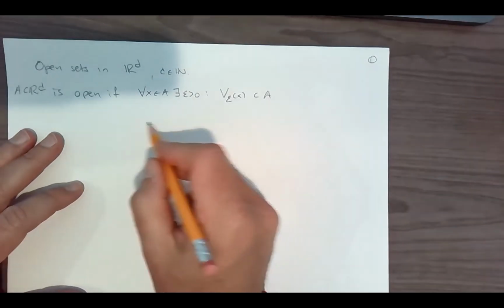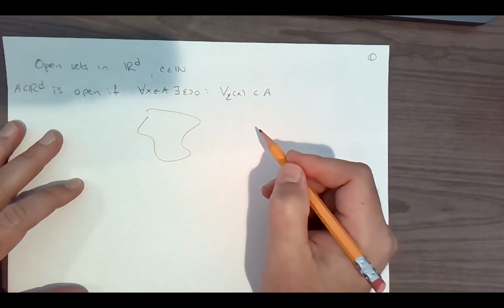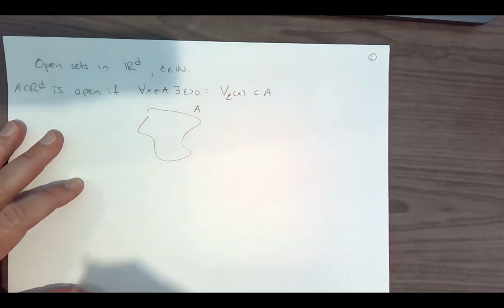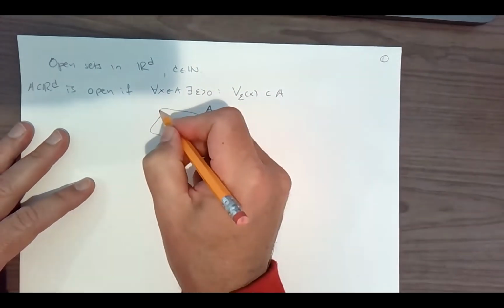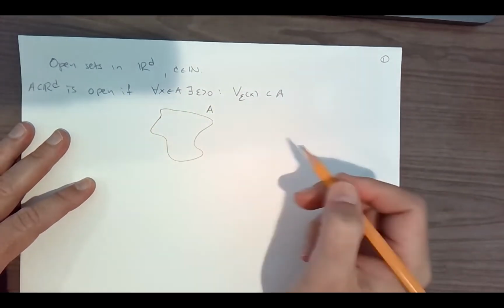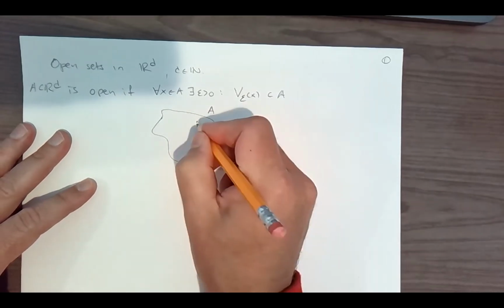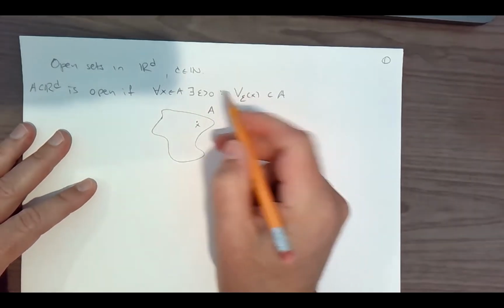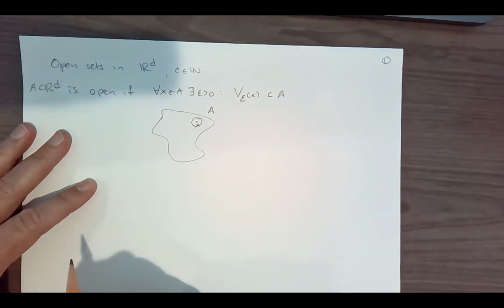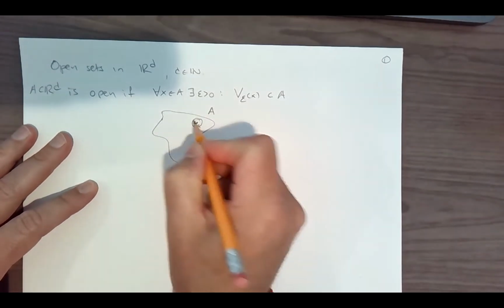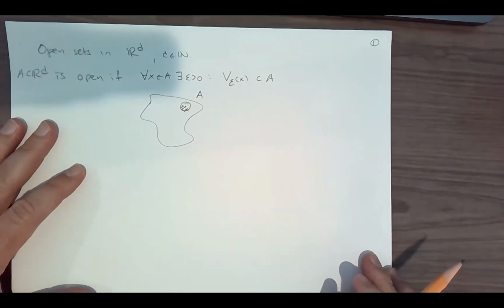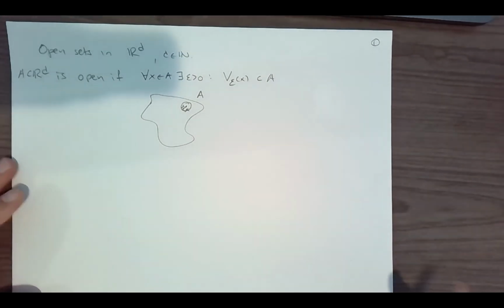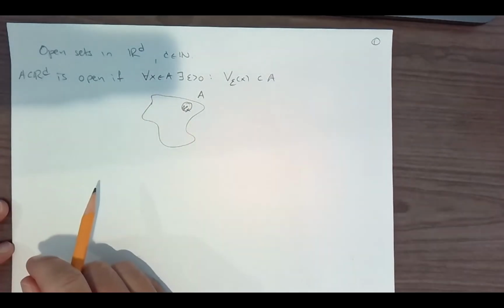So on a picture, if this here is your A, what you need to be able to do is to take anything that's inside here, call that my X. You need to be able to find a little ball with radius epsilon that sits inside the set A. So that's what it means to be open.